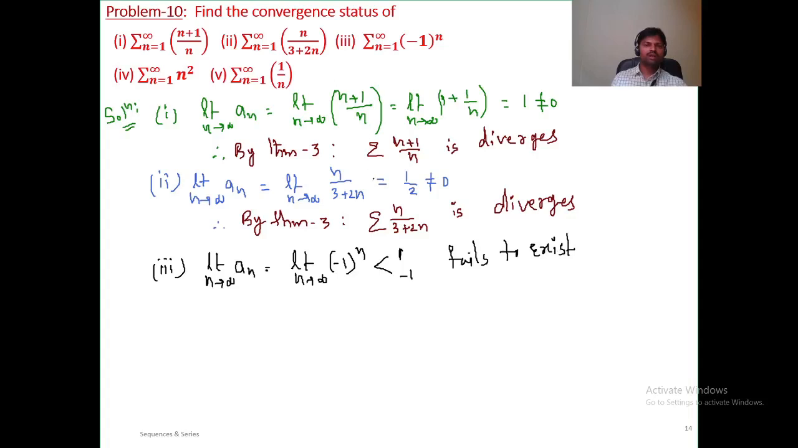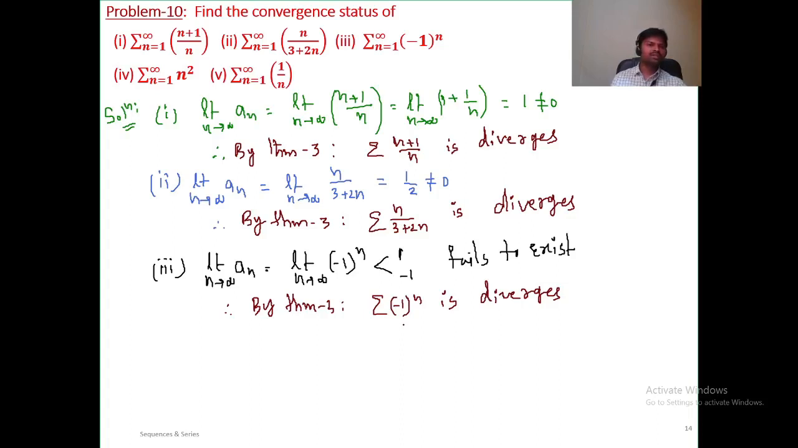Again the same conclusion. Again by theorem number 3, what can I say? Series minus 1 whole to the power of n diverges. I proved this one by using the nth partial sum concept. Look at once, and I am proving it by using theorem number 3 also. Various techniques I am applying for the converging status of the series.